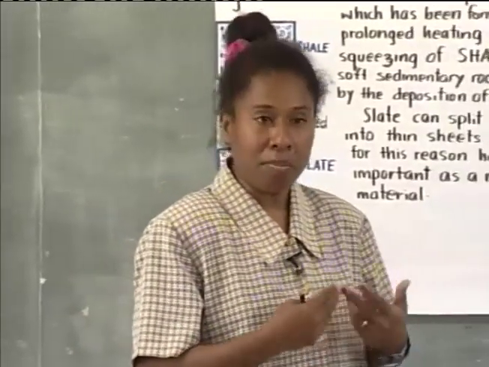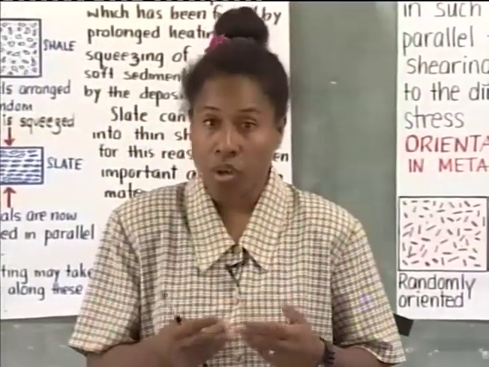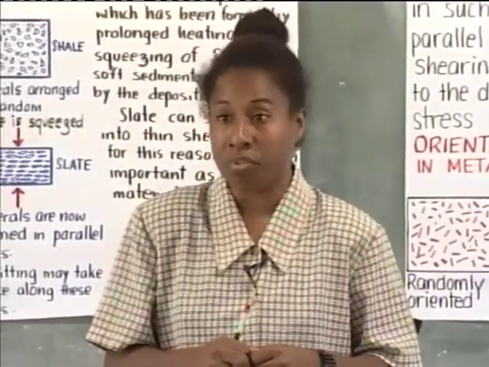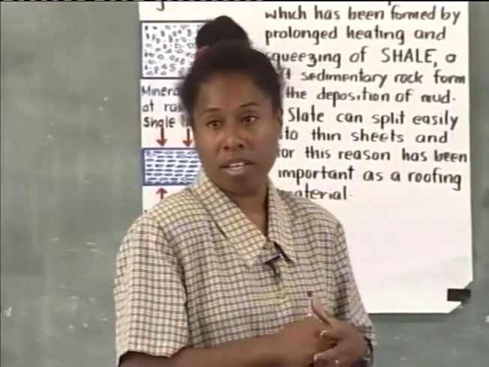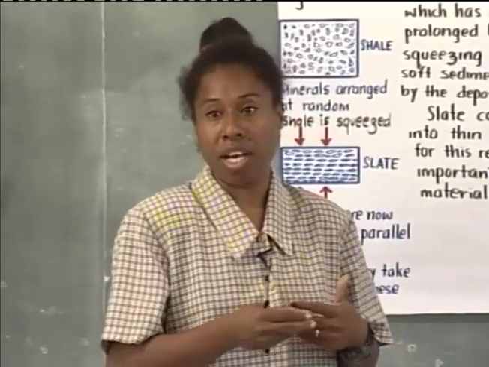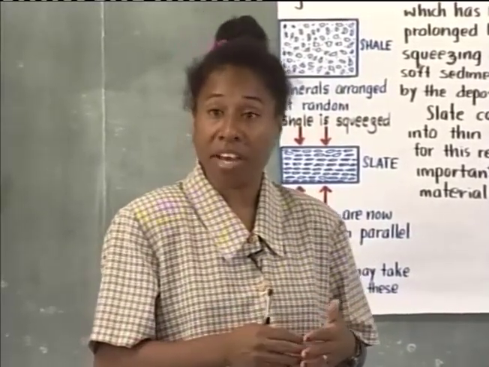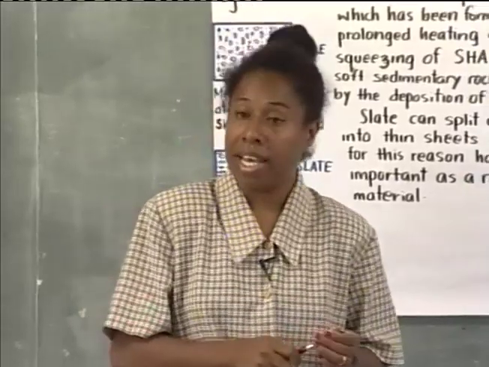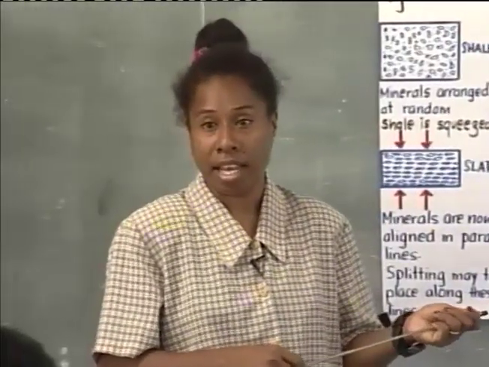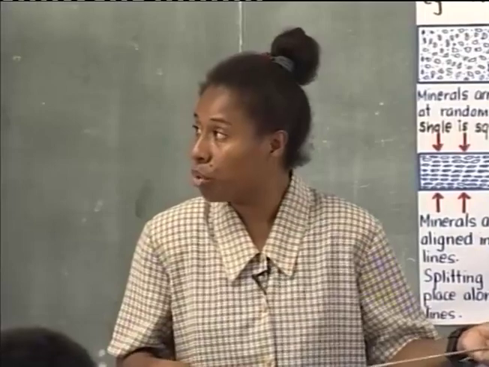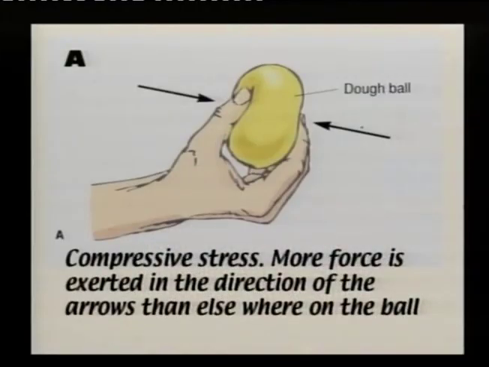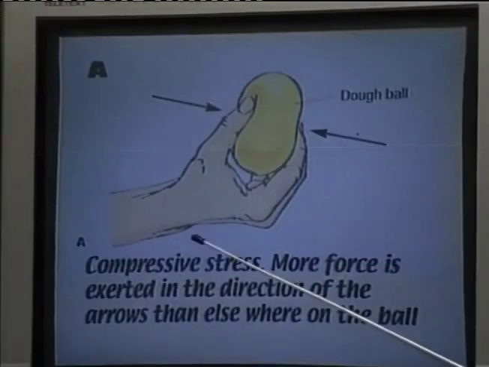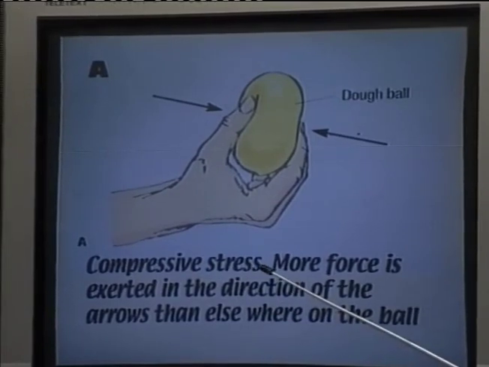Differential stress is simply making reference to force or pressure applied on the rocks, resulting in them changing their composition, structure, and so on. And differential pressure or stress can actually be further classified. So here is an example that we looked at yesterday, and that example was on what we call compressive stress. The arrow as shown here on the sample of a dough ball is giving us a sample of what we mean when we talk about compressive stress.